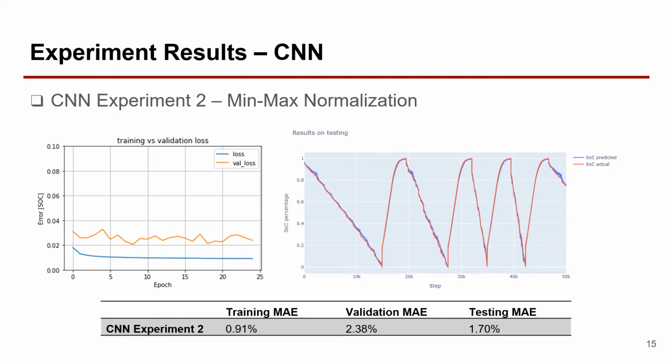Next, instead of mean normalization, minimum maximum normalization was used. The training of the CNN model over 25 epochs took 12 minutes to complete. The figure on the left shows the trend of training and validation loss over the training routine. The validation loss in this experiment is much lower compared to the validation loss observed in the first CNN experiment, and is closer to the training loss. As with the first experiment, the model predicts the state of charge values really well.